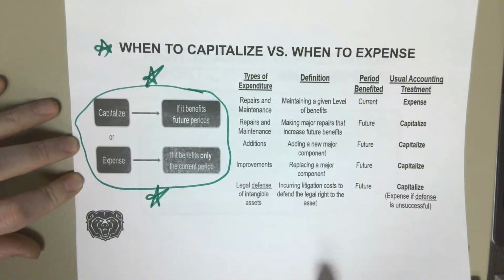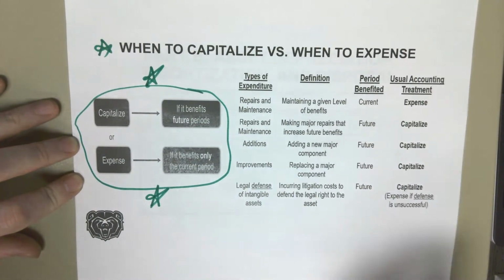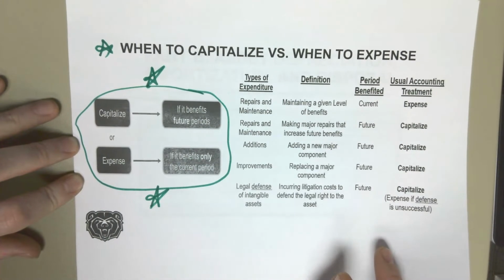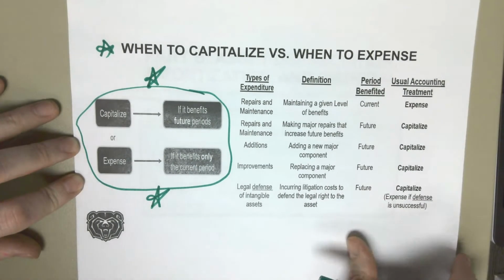Okay, when do you capitalize something? When do we expense it? Capitalize, remember, it means when are we going to recognize it initially as an asset and then slowly amortize or depreciate its value. In expense, we just take it all at once, right?